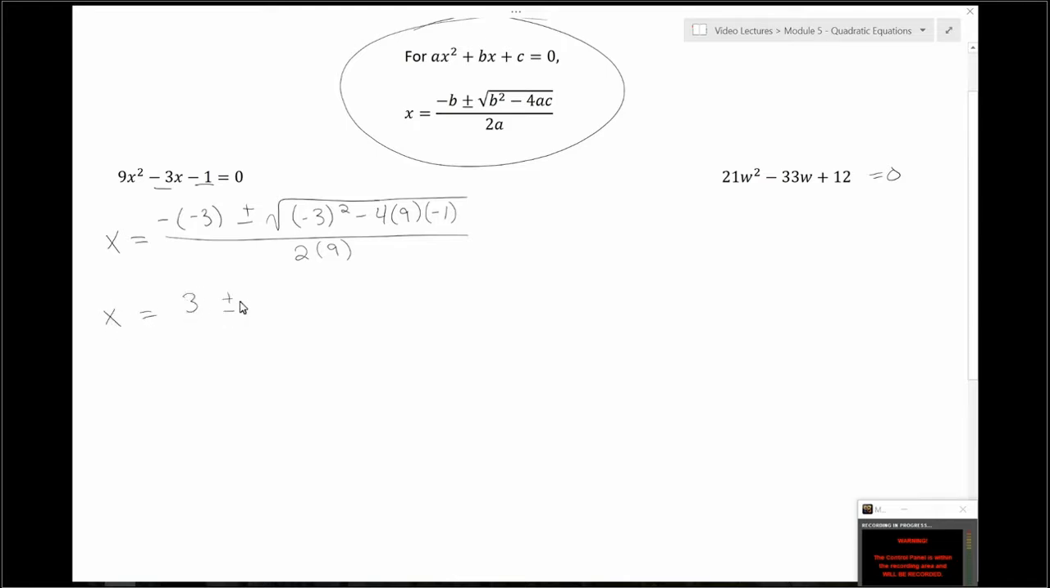So I'll continue simplifying. Negative 3 squared is 9. Negative 4 times 9 times negative 1 is 36, all over 18. So that's 3 plus or minus the square root of 45 over 18. And at this point, you might think we're done. But just like with fractions that aren't fully reduced, this is not fully reduced because of the square root of 45.